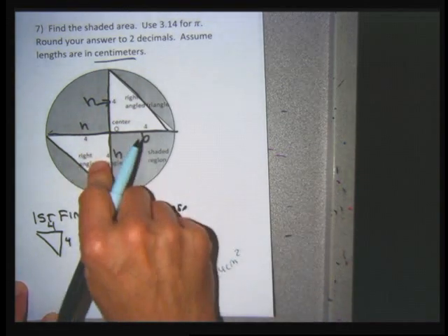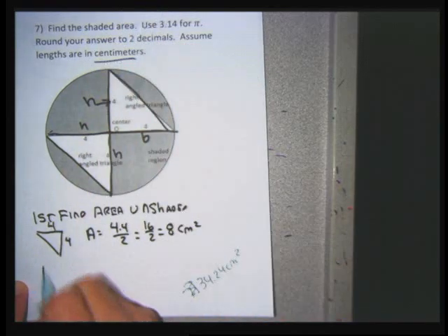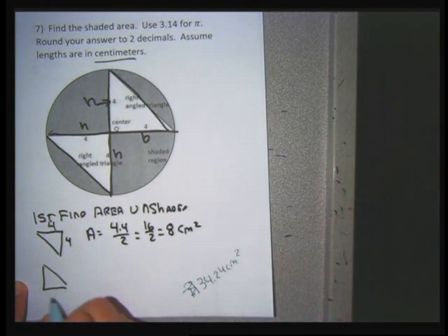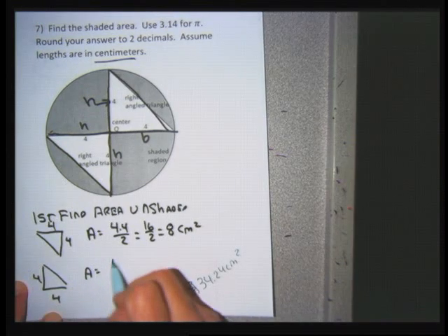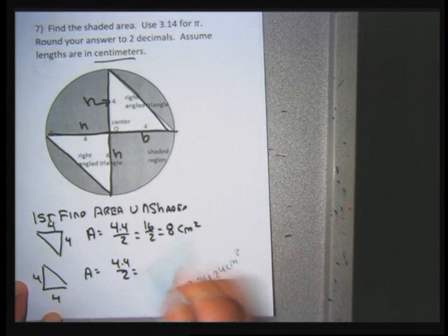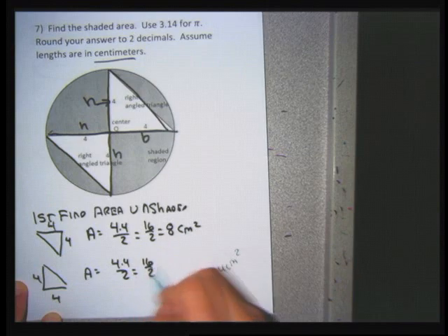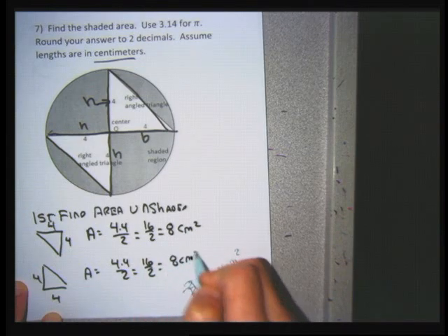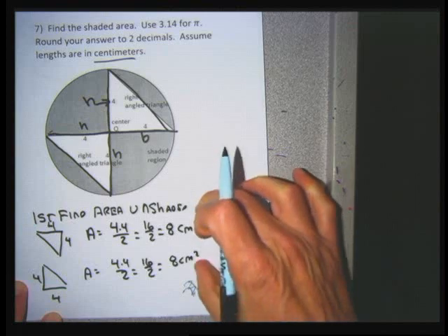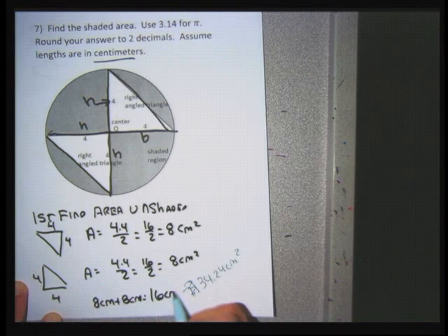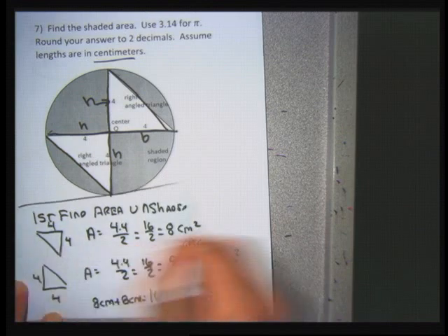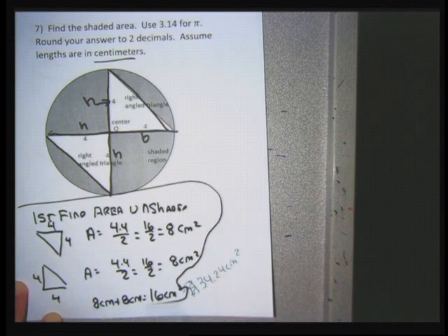That's kind of the bottom triangle. The top triangle has a base and a height of 4 as well. Its area is 4 times 4 over 2 again, which is 16 over 2, which is 8 centimeters squared. I'll add these together. So I'll take the 2 unshaded triangles and get 16 centimeters squared for the unshaded area. So that's the first part.